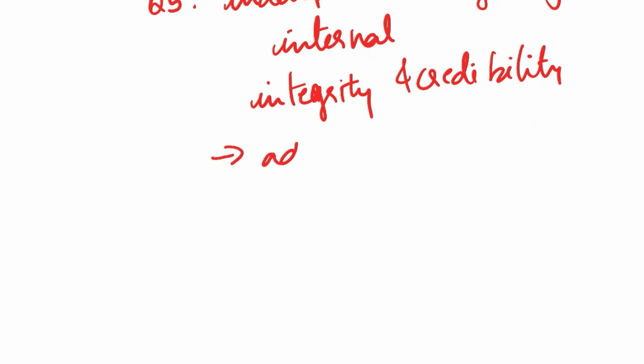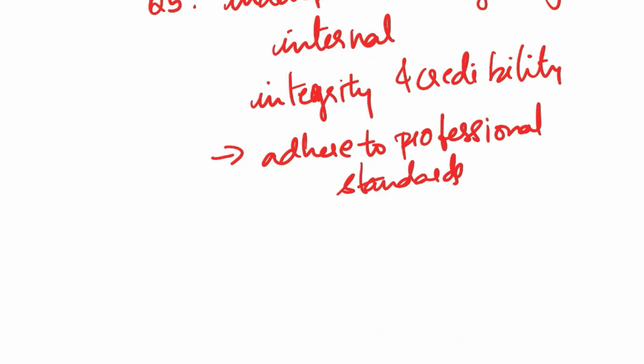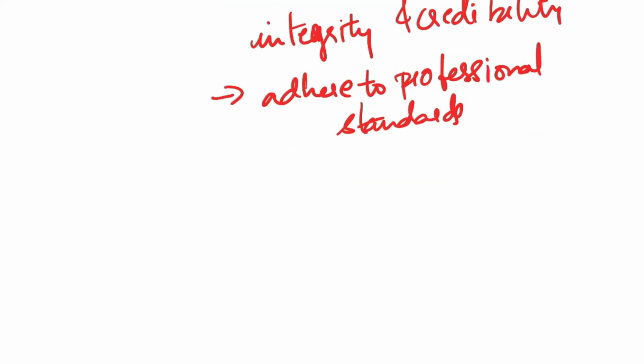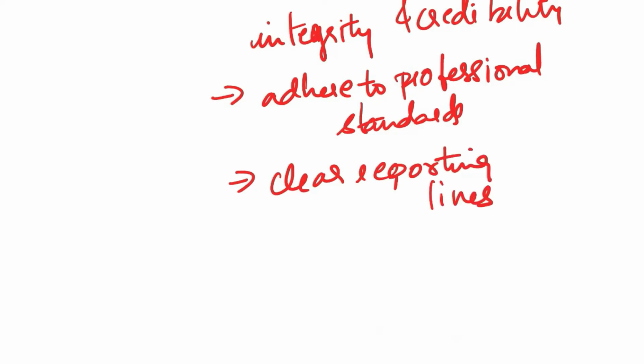IT auditors should adhere to professional standards and codes of ethics, such as those provided by organizations like ISACA and ISC Squared. These standards emphasize the importance of independence and objectivity in the audit process. Next is to maintain clear reporting lines. Ensure that the audit function operates independently and reports directly to the highest level of governance, such as the board of directors or an audit committee. This structure helps protect the audit team's independence.